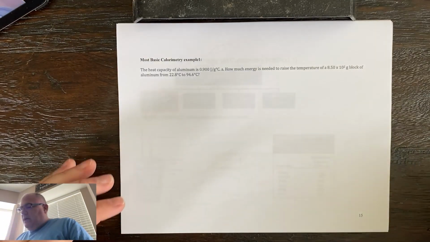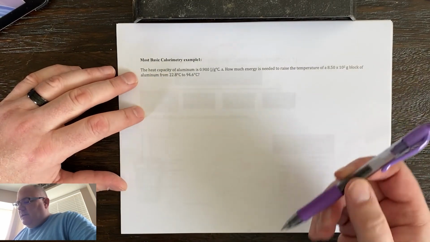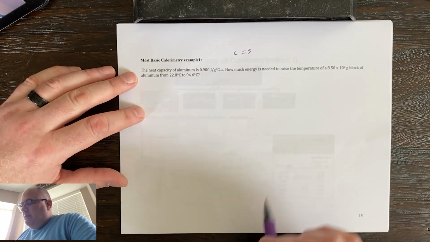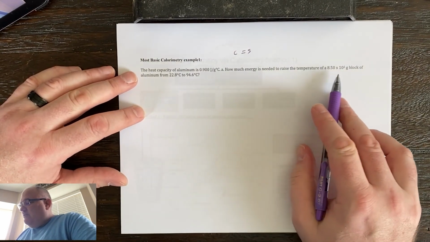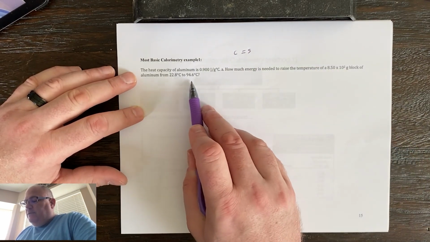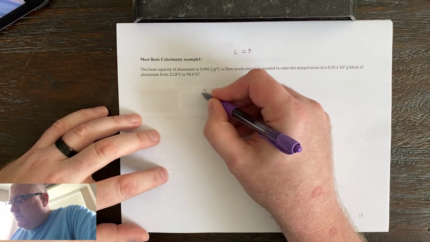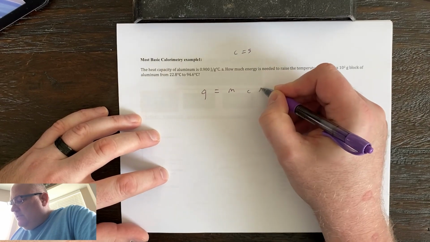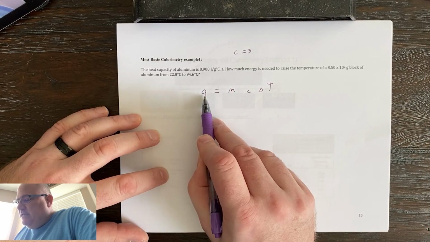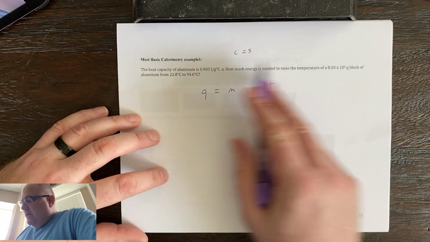Now we're going to understand that we have a heat capacity. They usually say specific heat capacity on there. And sometimes instead of the letter C, you'll see them use the letter S. Don't be confused by that. But they're asking how much energy is needed to raise the temperature of an 8.50 times 10 to the second gram block of aluminum from 22.8 to 94.6. So we are definitely dealing with a calorimetry problem. So let's write our equation out, which is Q is equal to MC change in T. And we're going to figure out the heat that is needed to raise this piece of aluminum from 22 to 94. So let's gather the information we have.